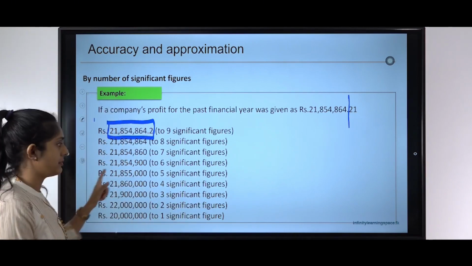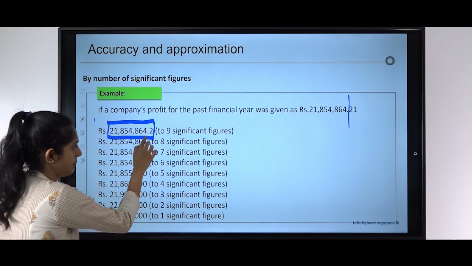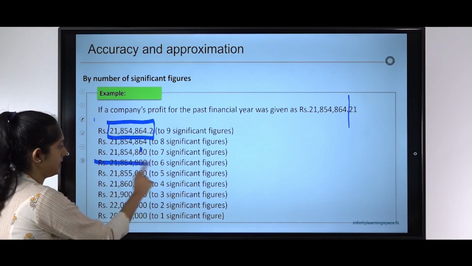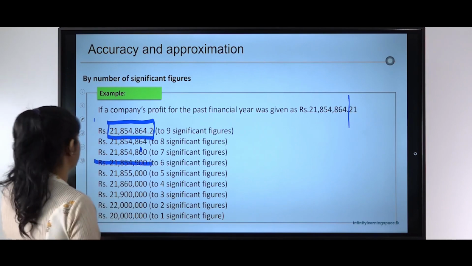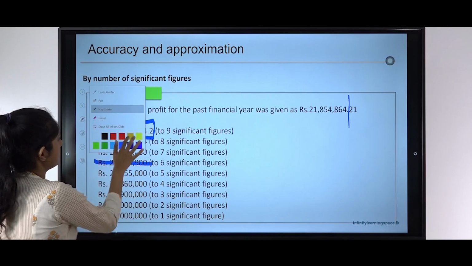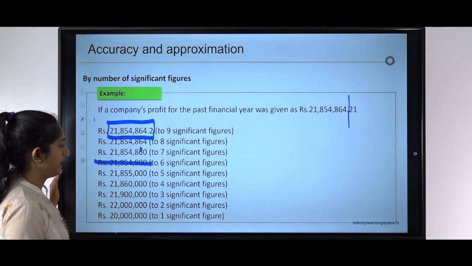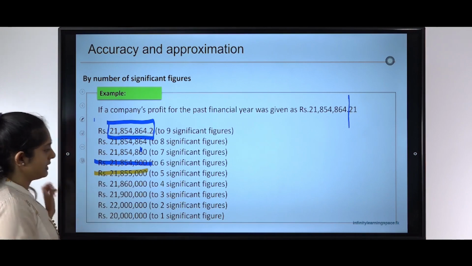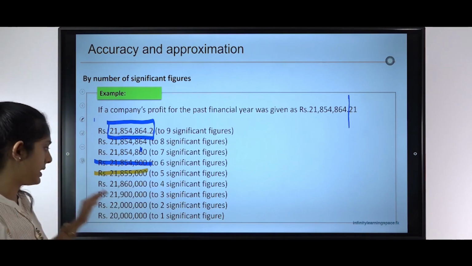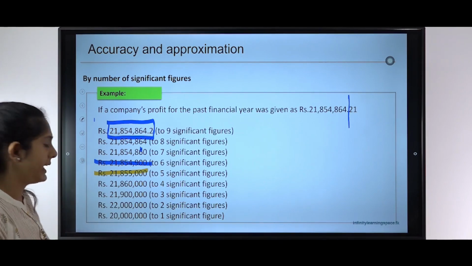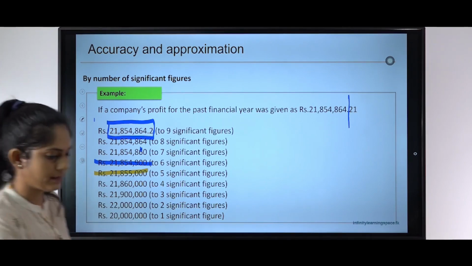So be careful not to go to 800. Don't just keep cutting and coming to 800. No, remember round off to 900, the closest. That's the whole point, right? So then next one, 855,000. See, round off to the closest. Likewise, you can do to 4 significant, 2 significant or 1 significant figure, which is just 20 million, right?